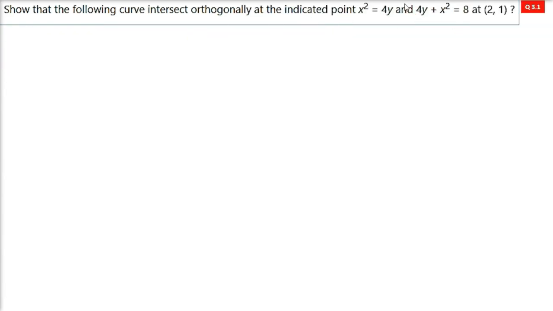Next one is, these are 2 equations at (2, 1). And I'll tell you that the first step which we did in the previous questions, you don't have to do that. Why? Because the intersection point is already provided. You don't have to find the intersection point, because it is already given as (2, 1), right? So x square equals 4y.